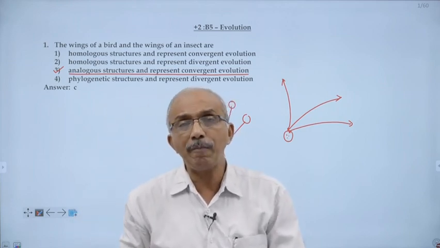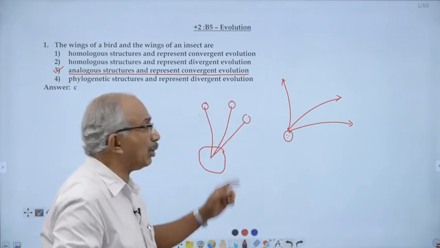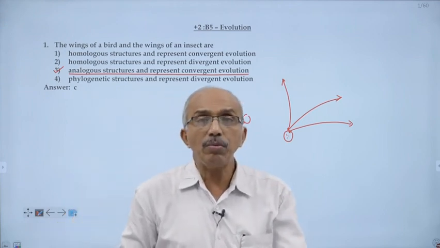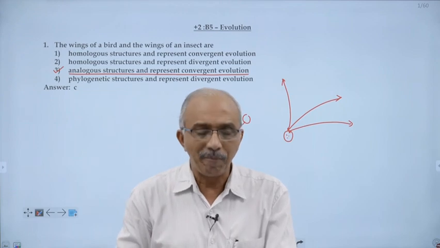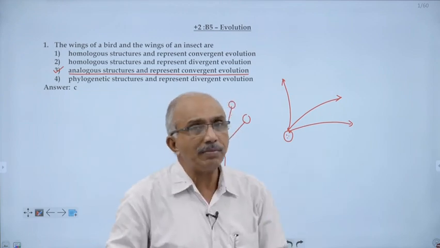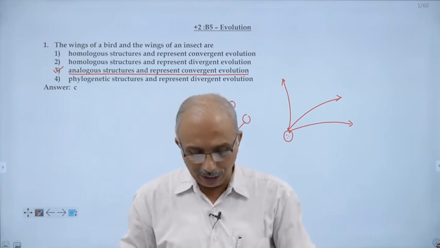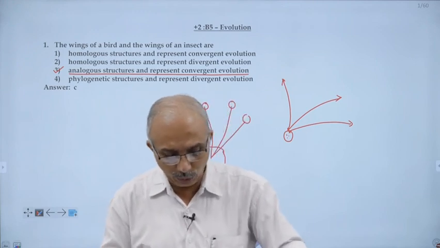Convergent evolution, they have analogous structures or analogous organs. Divergent evolution, they have homologous structures. Next question.